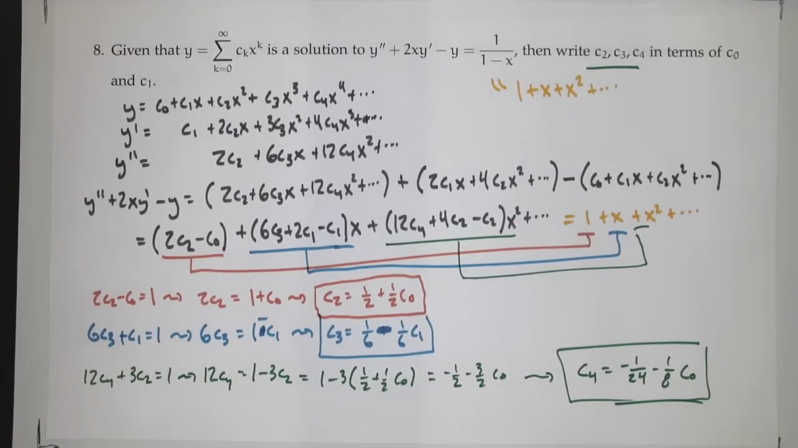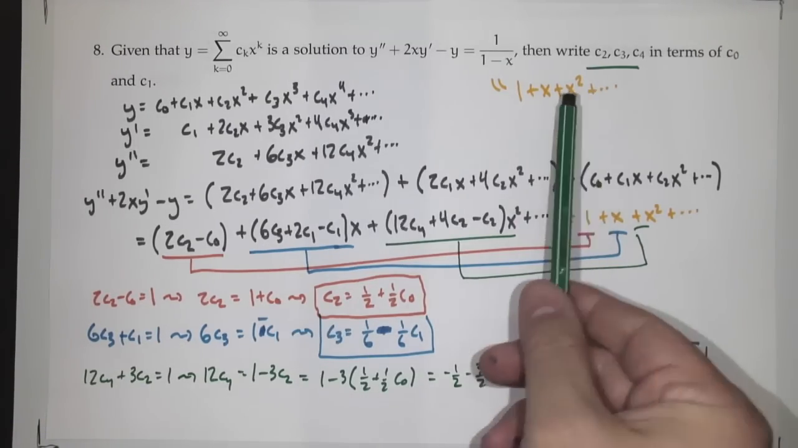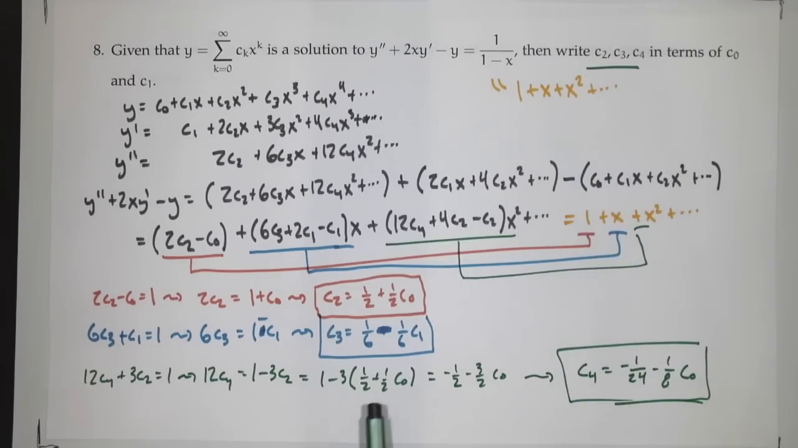And now we have exactly what we want. C2, C3, C4 in terms of C0, C1.